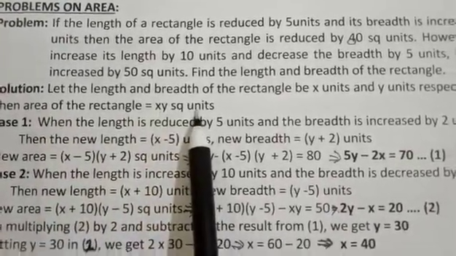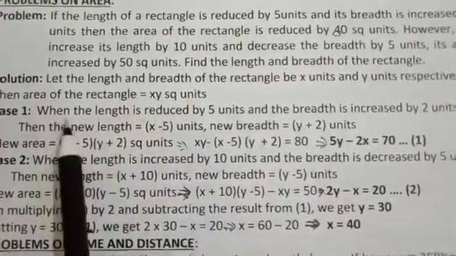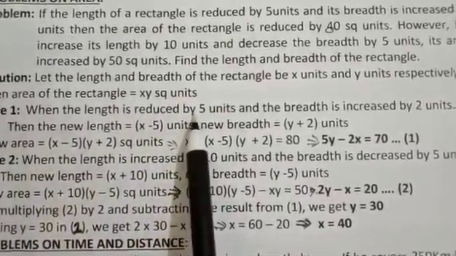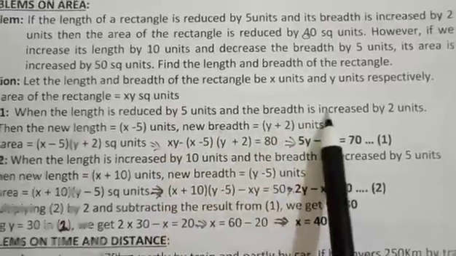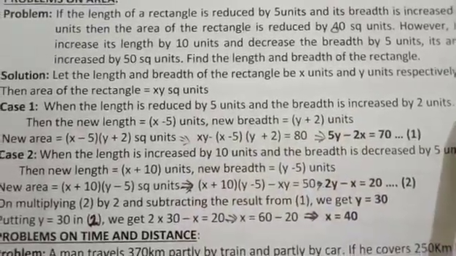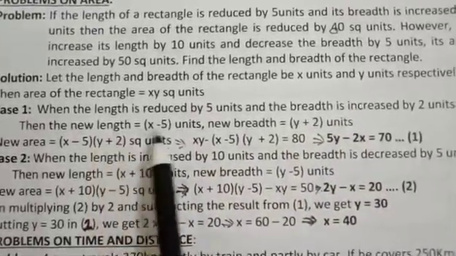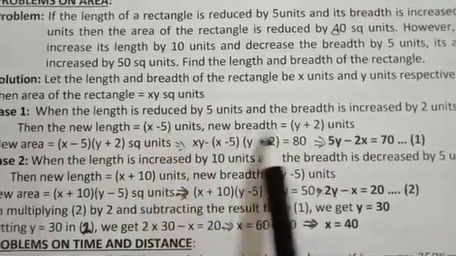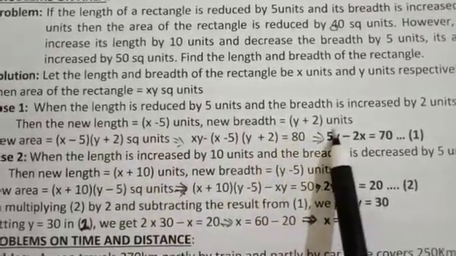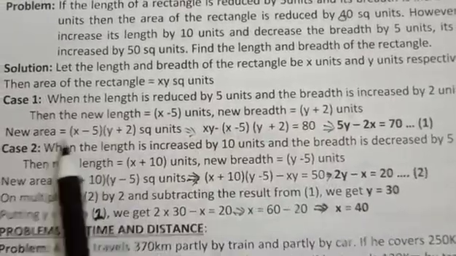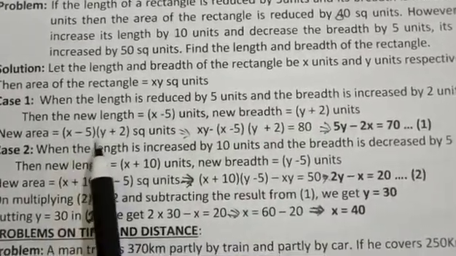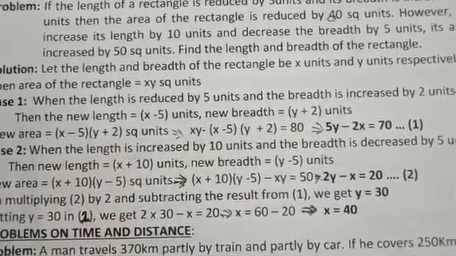square units. Now the first case will be when the length is reduced by 5 units and the breadth is increased by 2 units. We will get the new length as x minus 5 units and the new breadth as y plus 2 units. The new area will be coming as (x minus 5) into (y plus 2) square units.